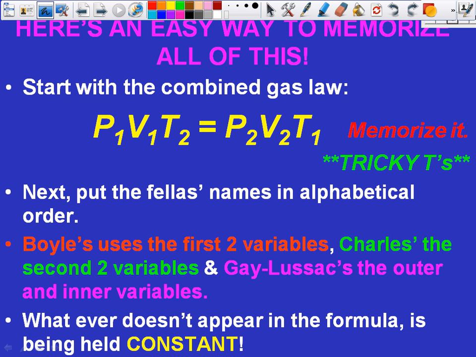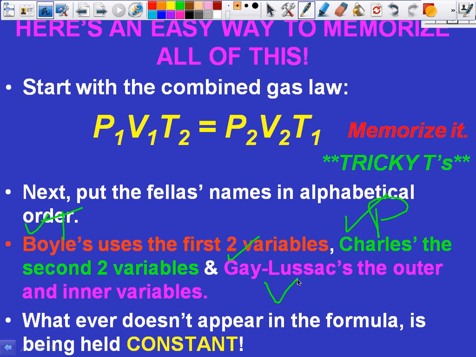And here's an easy way to remember all this. Again, I kind of have a few of the things out of order, but I do want to show you this: P1V1T2 equals P2V2T1. It's the tricky T's. Again, I read this somewhere, and I kind of like this, so I'm going to put it in. If you put the guys' names in alphabetical order, and what do I mean by that? Boyle is first, because he's B. And then Charles is next. He is C. And then Gay-Lussac is G. Remember, Boyle is your temperature guy, Charles is your pressure guy, and Gay-Lussac's are the volume guys.